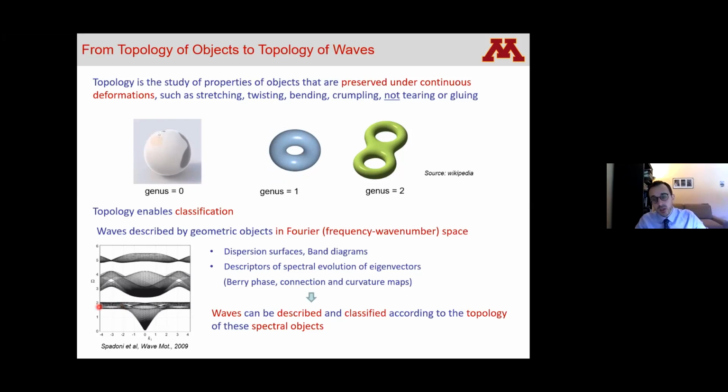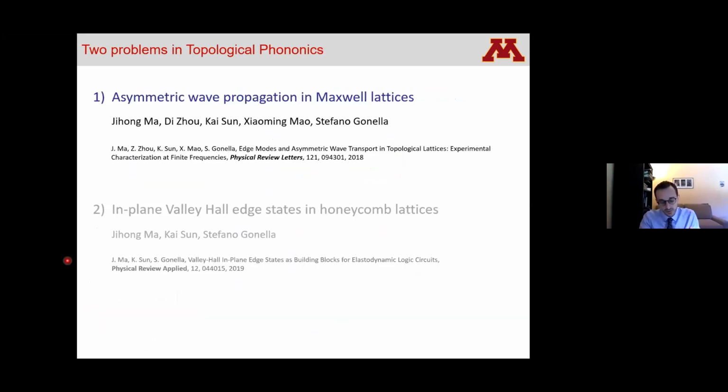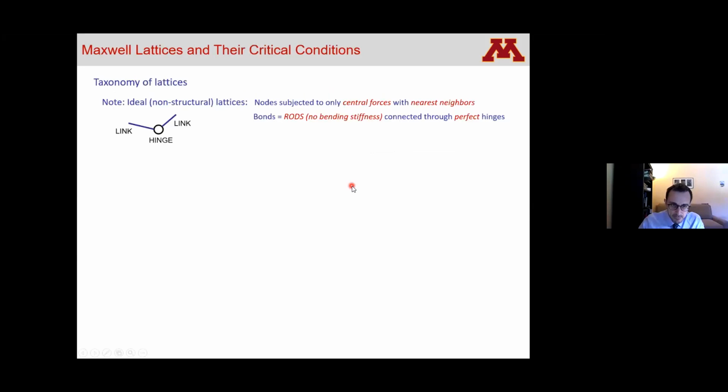So today I would like to talk to you about two problems that I think fall in this family of topological metamaterials, or topological phononics, if you will. The two problems seem distinct, but I will show you that actually they have a lot in common, both from a methodological standpoint, as well as from the point of view of the phenomena that I am studying. The first one has to do with wave propagation in Maxwell lattices. So let's start with this one.